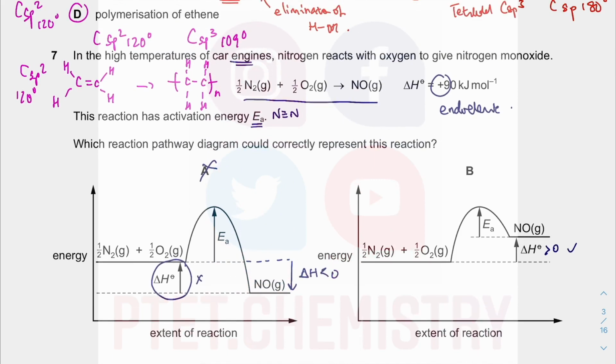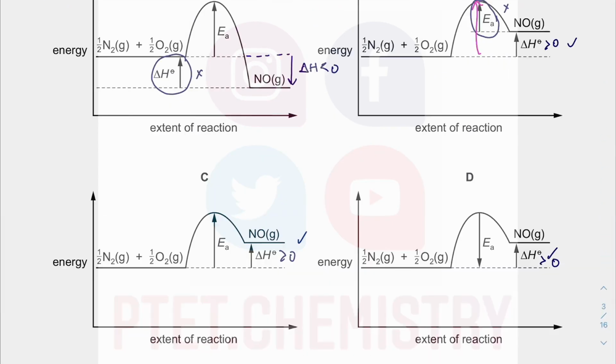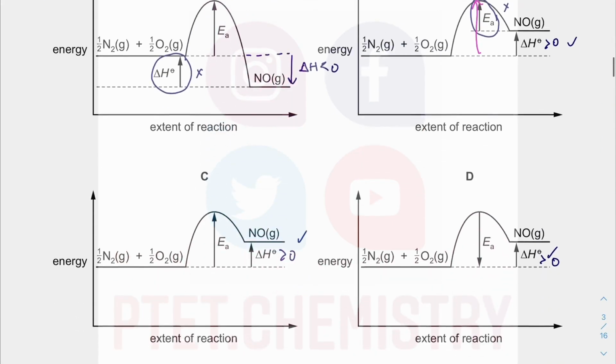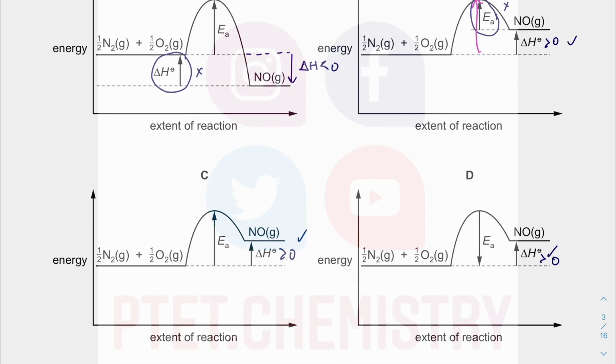The second bit is activation energy, which is from the reactant to the top of the peak. This is not the activation energy of the reaction. What you will get should be from the reactant to the top of the peak. All right, so B is out. Activation energy has direction. It's from the reactant to the top of the peak, not the other way around. So there's only one correct answer there. The reaction is endothermic. The activation energy is correctly labeled.